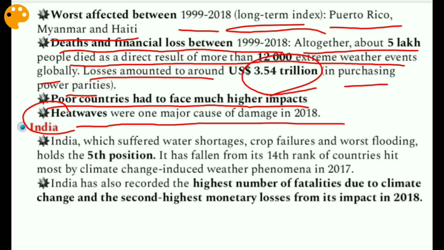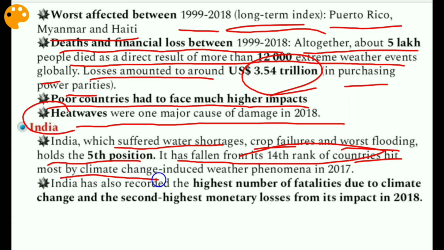India, which suffered water shortages, crop failures, and the worst flooding, holds the 5th position. It has fallen from its 14th rank among the countries hit most by climate change induced weather phenomena in 2017.